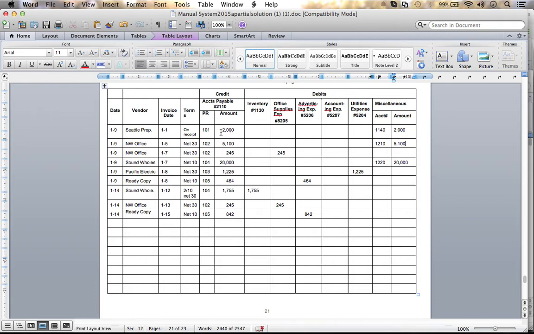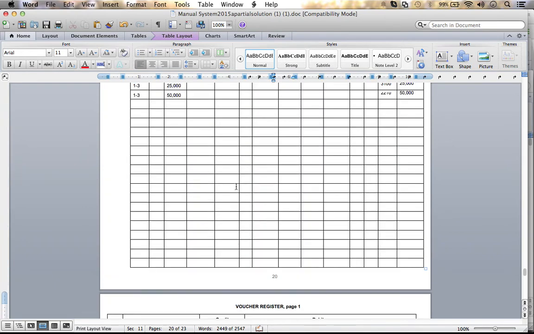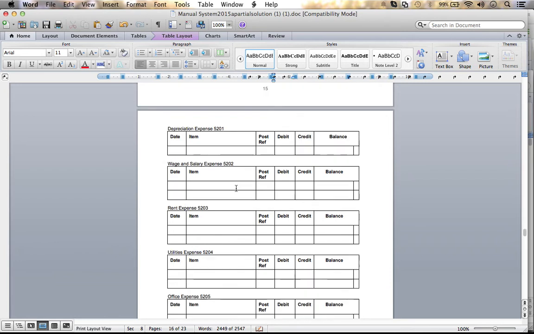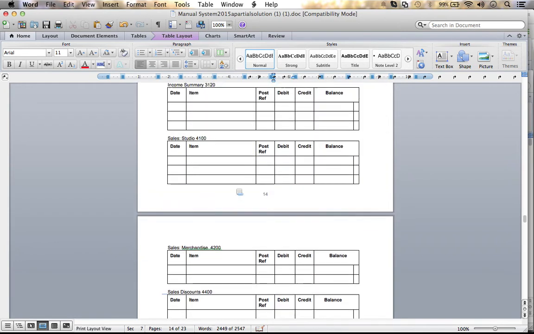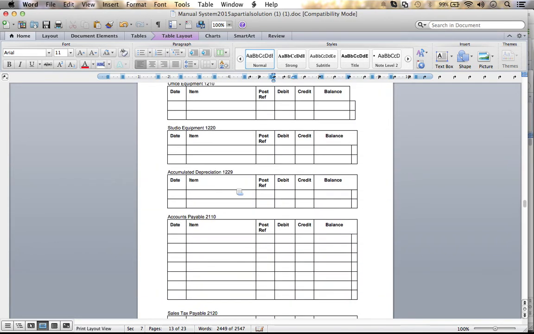Now notice every transaction here is credited to accounts payable. I have a second entry with Northwest Office where I purchased some office supplies, so I debit office supplies expense for $245. It's right here, and credit accounts payable for $245. So those two amounts will have to be updated to the accounts payable subsidiary ledger.